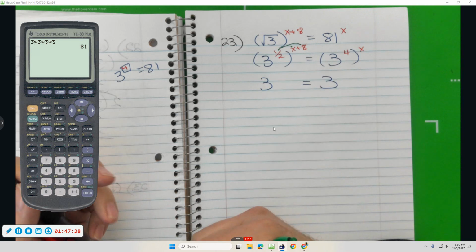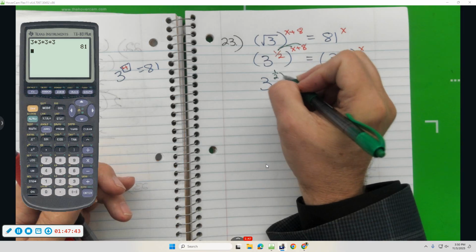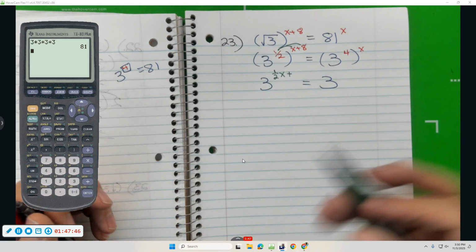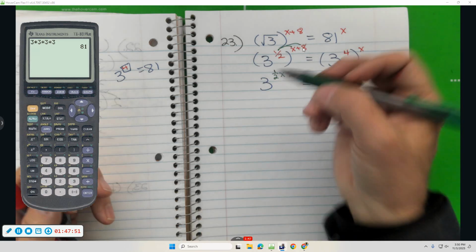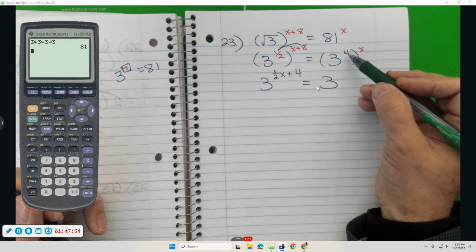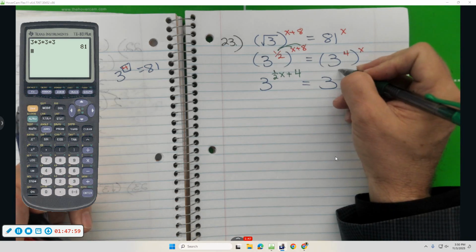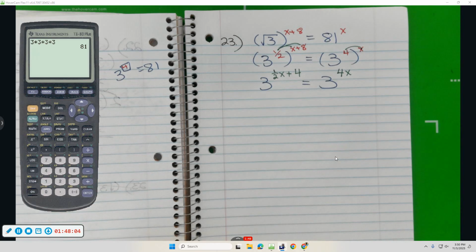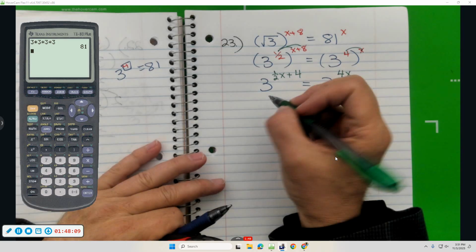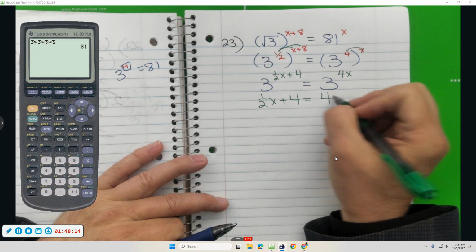1/2 times x is 1/2 x, okay, plus 1/2 times 8, 4, over here, 4x, 4 times x gives me 4x, and then what can we do? Drop the 3's, set the exponents equal, so we have 1/2 x plus 4 is equal to 4x.